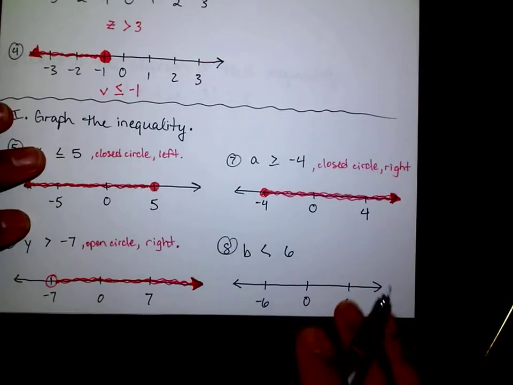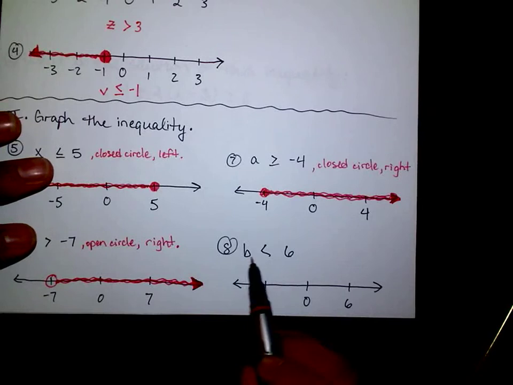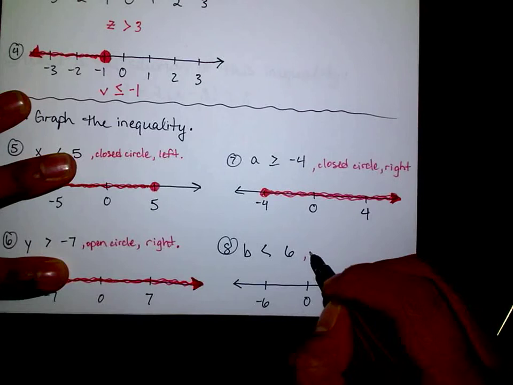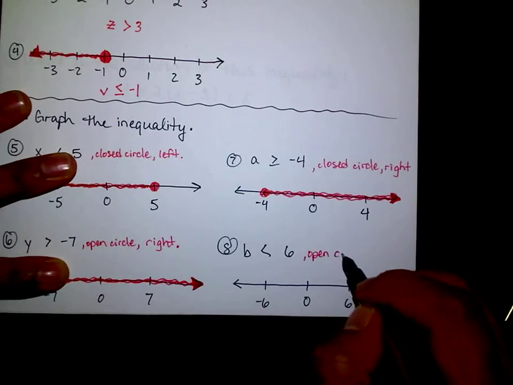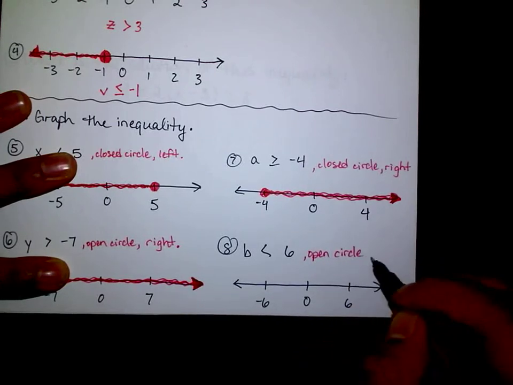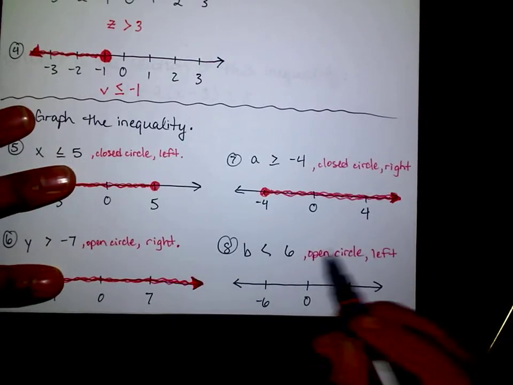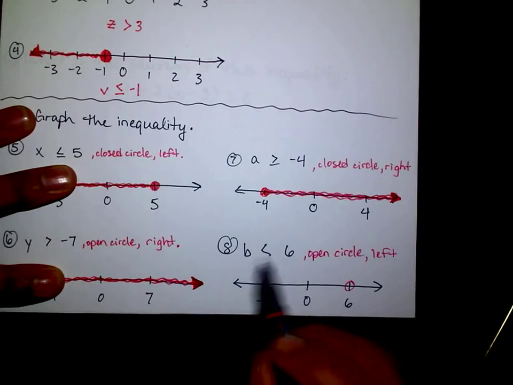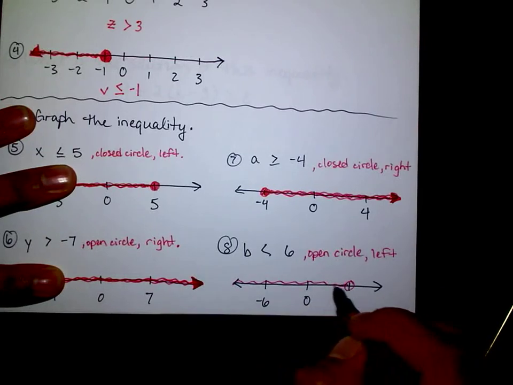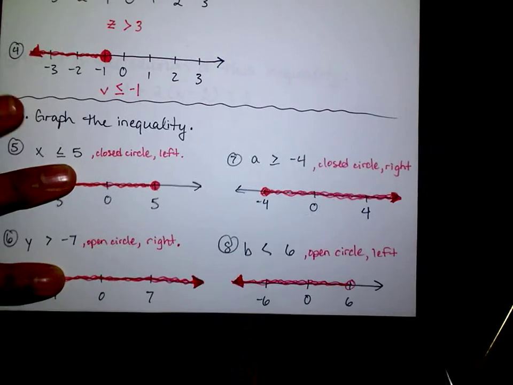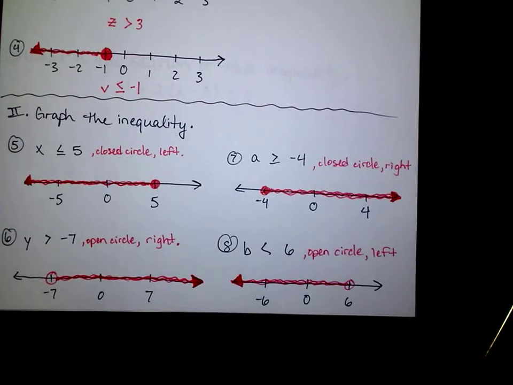Alright. Okay. This last one says b is less than 6. So less than, there's no equal to, so it's going to be open circle. And this one's going to the left. Alright. So it's going to get an open, going to the left. Alright, there we go.